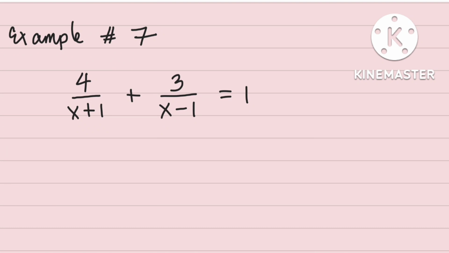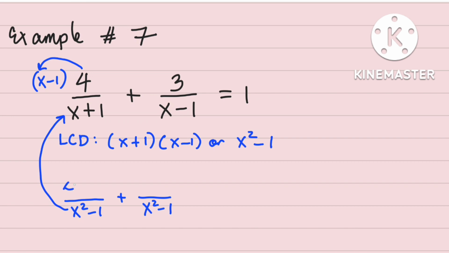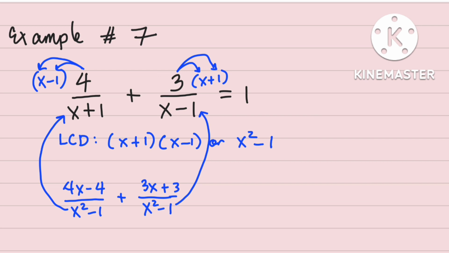Example number 7. What is the LCD of the two fractions? The answer, it's just their product. And their product is x squared minus 1. So our numerator later will be both x squared minus 1. x squared minus 1 divided by x plus 1, that is x minus 1. Multiplied by 4, this is 4x. This is negative 4. x squared minus 1 divided by x minus 1, that is x plus 1. This is 3x. This is positive 3.